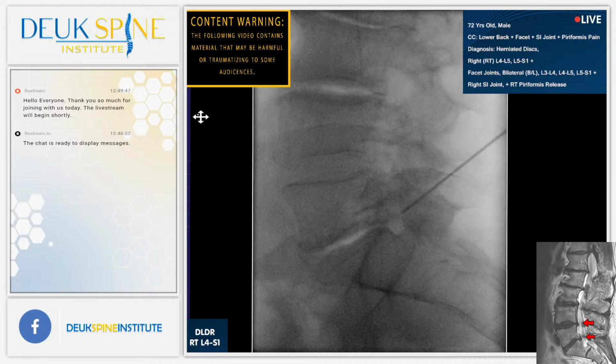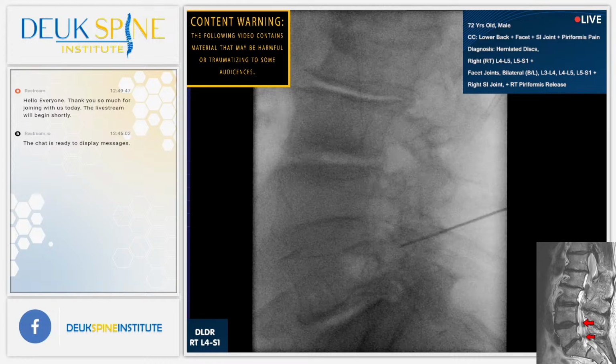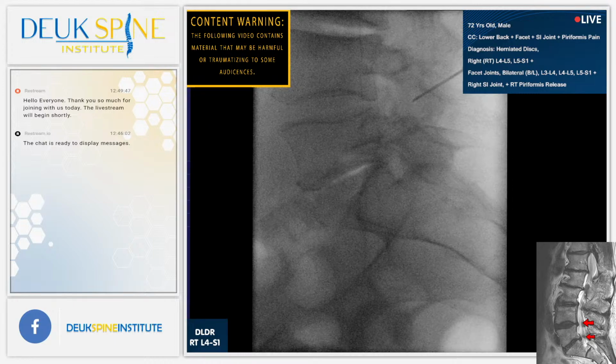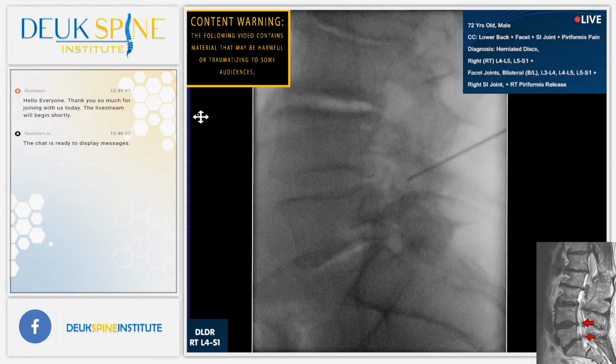Let's go to 4-5. Shot? Try to get that lined up properly. Yeah, it's better. But look, let's try to go a little more north. So unable to access L4-S1. Guys, for DLDR: unable to access L4-S1 due to abnormal anatomy.